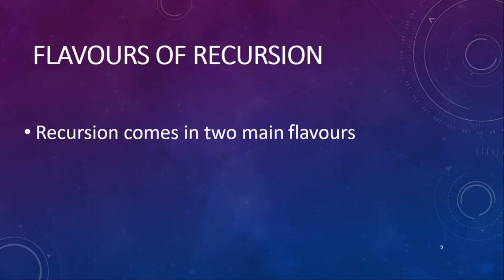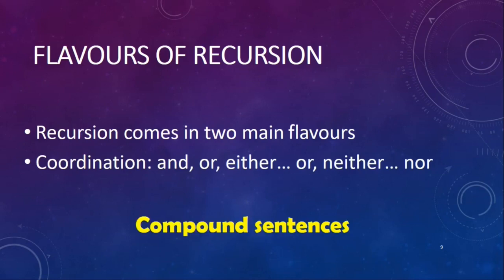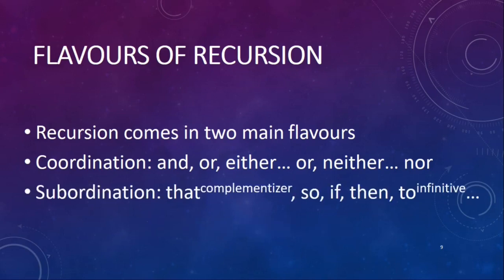Now, recursion comes in two main flavors: coordination and subordination. Coordinators typically include words such as and, or, either or, neither nor, etc. We call sentences with these kinds of words compound sentences. Subordinators include the that complementizer, so, if, then, and infinitival too. Sentences with these words in them we call complex sentences.